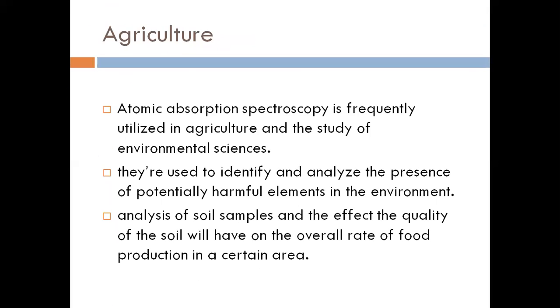First of all, I will explain agriculture. Atomic absorption spectroscopy is frequently used in agriculture and the study of environmental sciences. Atomic absorption spectroscopy, as well as atomic fluorescence spectroscopy, which analyzes the light emitted from a sample rather than the light absorbed, are frequently used in various fields of agriculture study. Typically, they are used to identify and analyze the presence of potentially harmful elements in the environment.